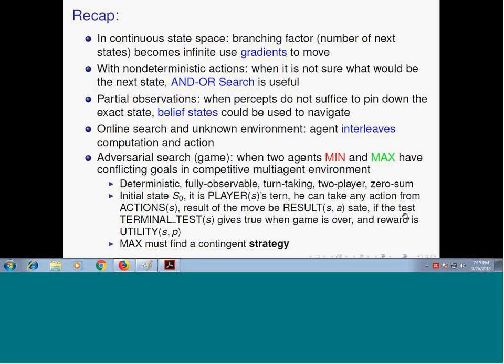His state is going to change. If his next state is a terminal state, it means the game is over. Then whatever reward is there, utility specifies what the reward is, and he gets the reward. Otherwise, the game continues.